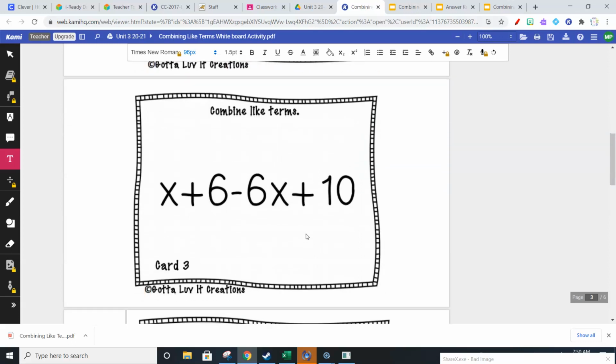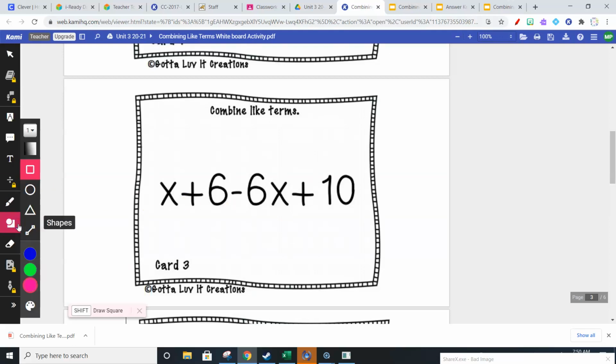Okay, so let's start out with boxing in our like terms. So how many terms? We are starting out with 1, 2, 3, 4 terms. However, there's an x and an x, so that is one term. And then we have a 6 and a 10. Those are called our constants. They aren't going to change at all. So we will end up with 2 terms here.